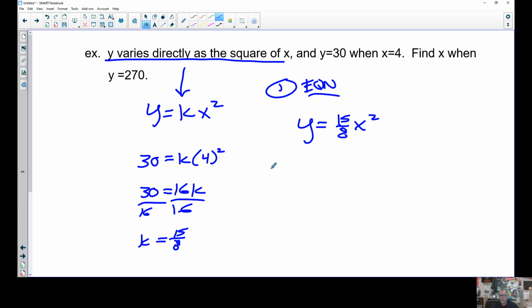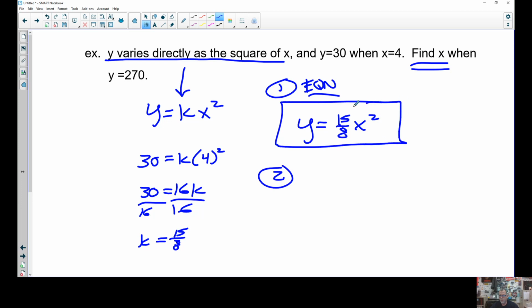And now this is step 2 in this problem. They said find x when y is 270. So first thing, I got my equation. And I believe in the problems we have on the quizzes, we ask you to write the equation. So this is what we'd expect you to write. And then we say find x when y equals 270. So finding x when y is 270, now I can plug in 270 equals 15/8 x squared.